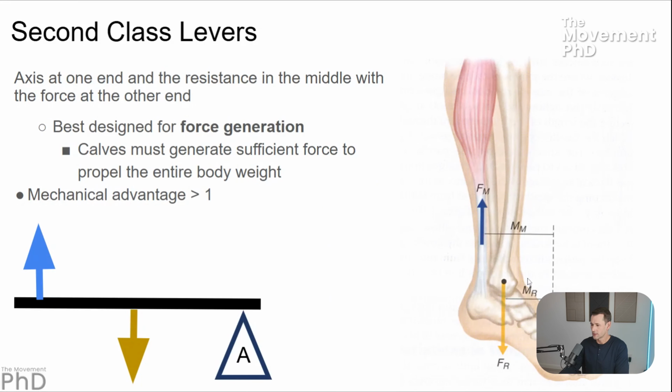The simplest example of this in the body is your calves and the weight of your body. So if you go up onto your toes in plantar flexion, you're doing a calf raise. The axis is at the ball of your met head. The weight of your body is about at the ankle, and then your calves are further away. Having this second class lever gives a mechanical advantage to your calf muscles, which is a good thing. Your calves are relatively small compared to the rest of your body.